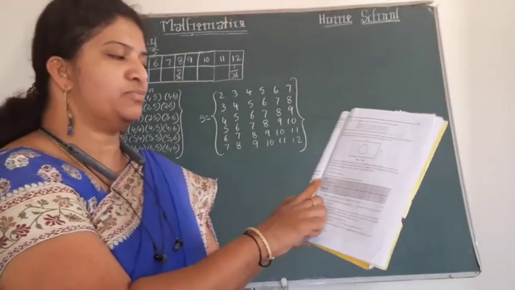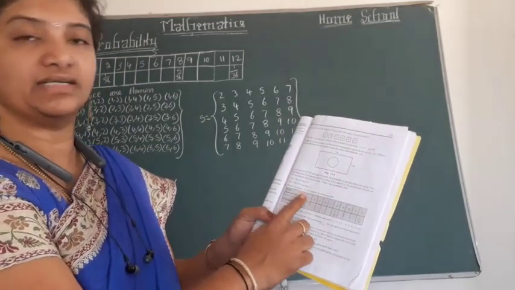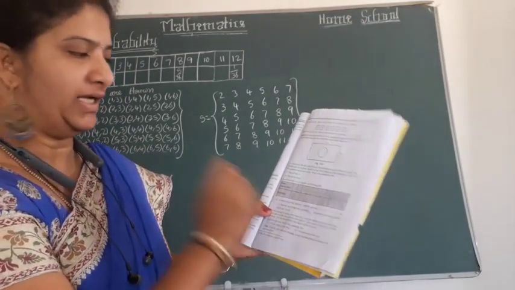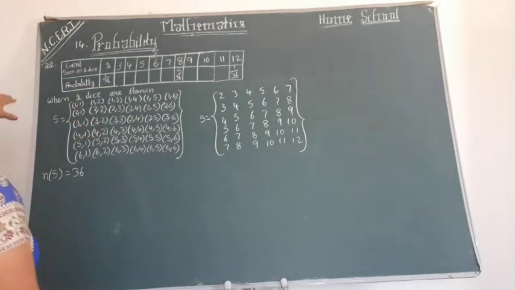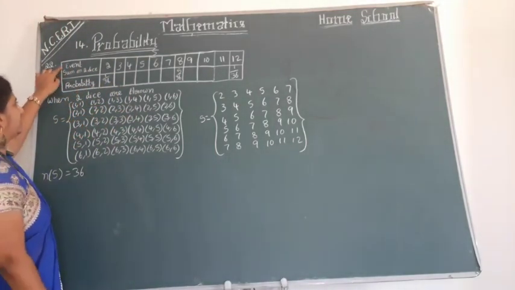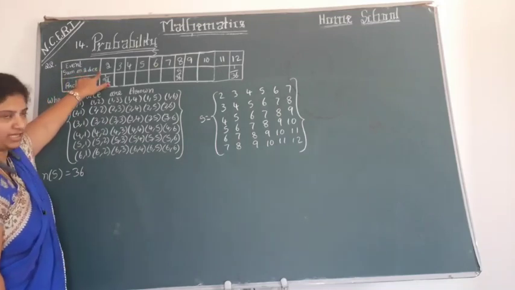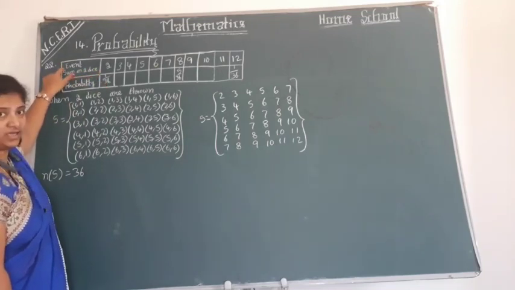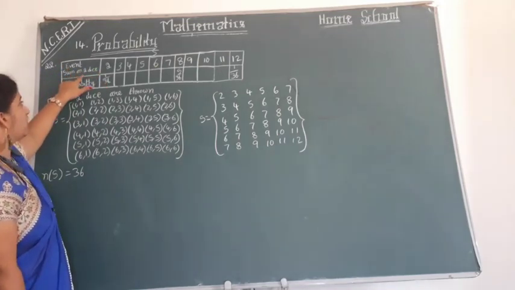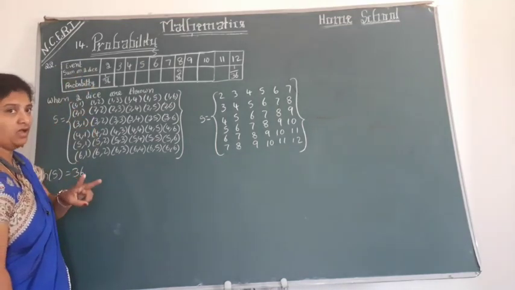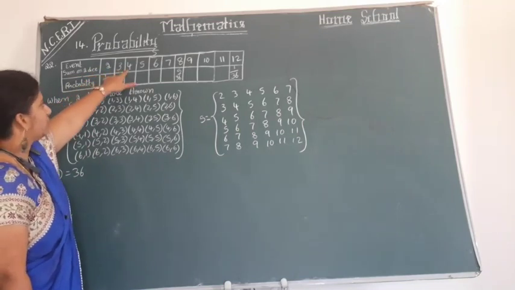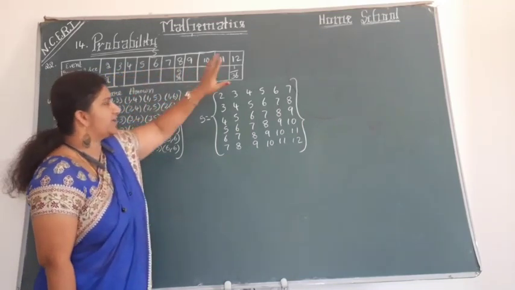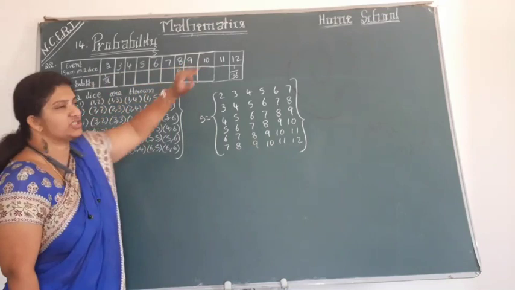Yeah, 22nd problem. Refer to example 13. Complete the following table. Our table is already ready on the board. Let's have a look here. Event: sum on 2 dice. What is our event here? The event is the sum on 2 dice, and the possibilities are 2, 3, 4, 5, 6, 7, 8, 9, 10, 11, 12. These are all the events you have.